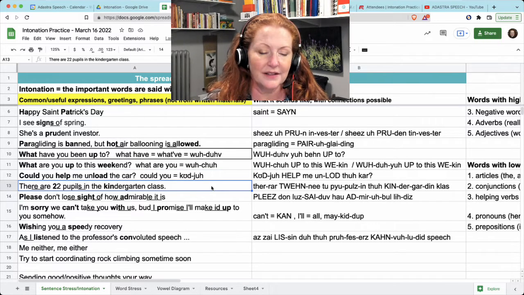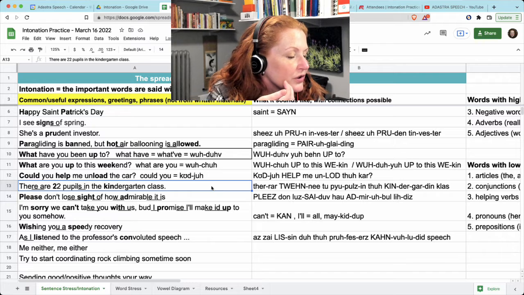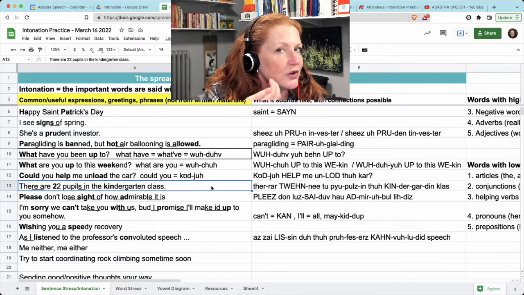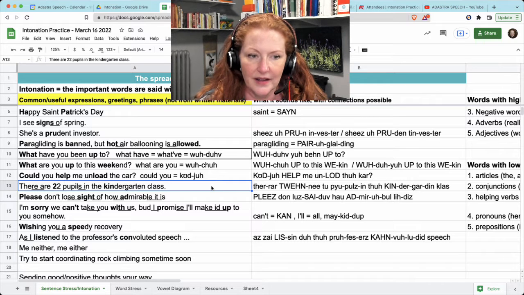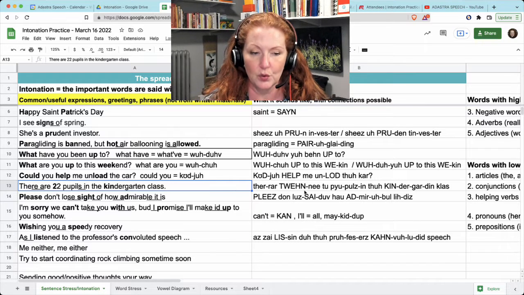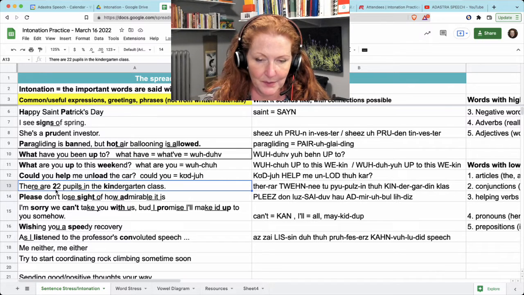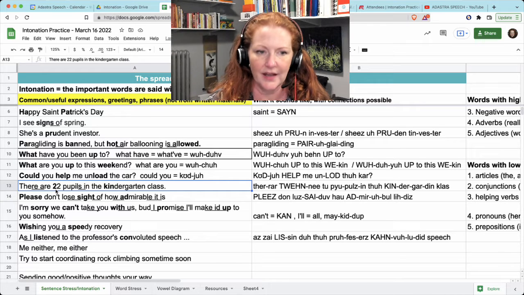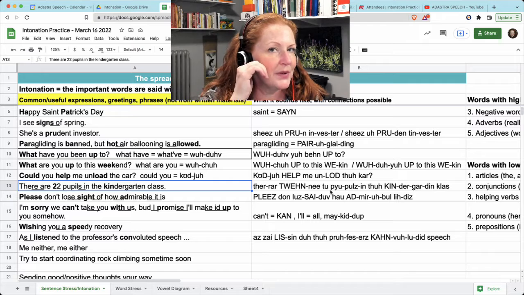There are. This connection, there, curl your tongue back and hold it in the R position as you say R. There are. And that way the R will connect. And 22, you don't have to say the T in 20. Just skip it. 20. 22 pupils. This is a situation where the PU has a Y in between. Pew.